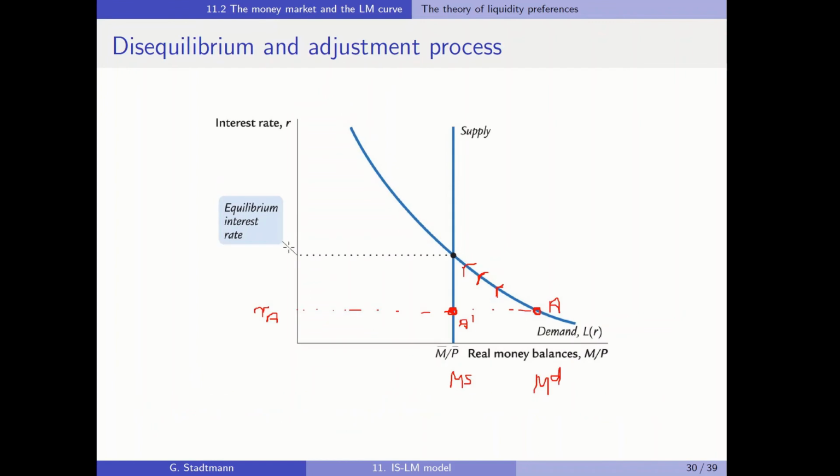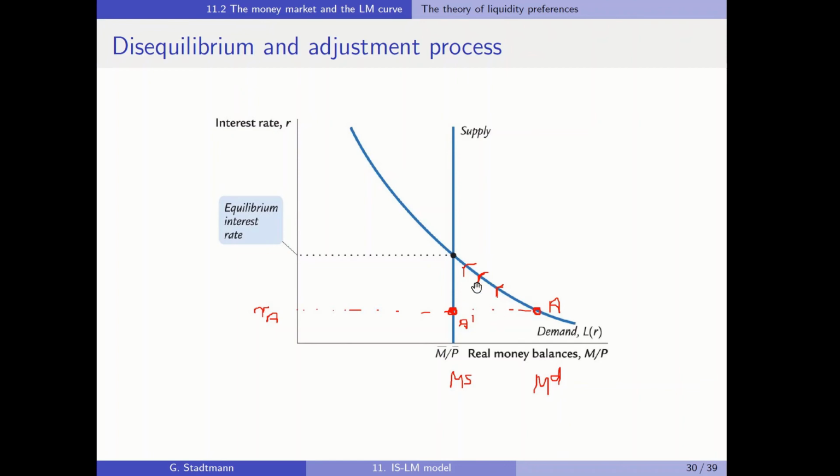What happens if the market is not in an equilibrium? Let's assume that we are in scenario A, and it is the case that the interest level RA prevails, so that money supply is at the level A prime. This is the level of money supply, but money demand is larger. At this interest rate level, money demand is at the level A. So in this situation, money demand is larger than money supply.